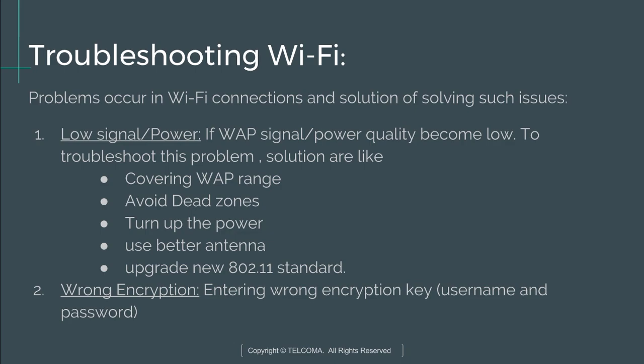And next is using a better antenna, which will also enhance the power of the WAP. And next, if we are using an old version of the WAP, we have to upgrade to the new standard, that is 802.11 new standards. The next is the wrong encryption.